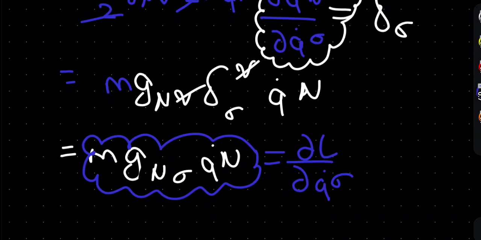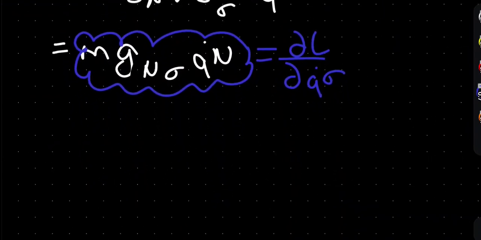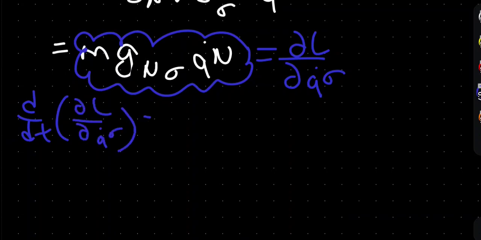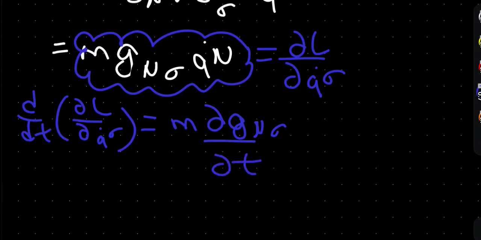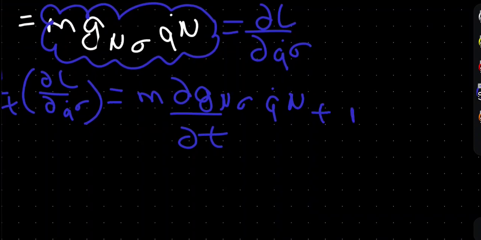Now we are going to take the time derivative of this equation. So taking the time derivative, d by dt of del L by del q dot sigma is equal to, first of all we apply the chain rule: m del g mu sigma divided by del t times q dot mu, and then taking g mu sigma as a constant, plus the double derivative of q mu.